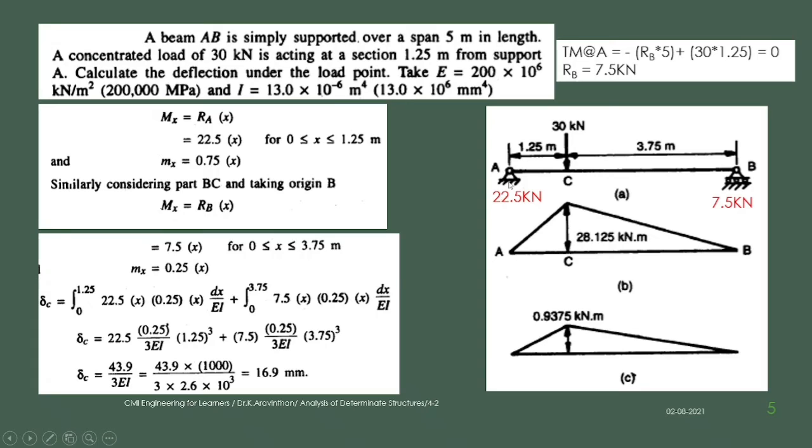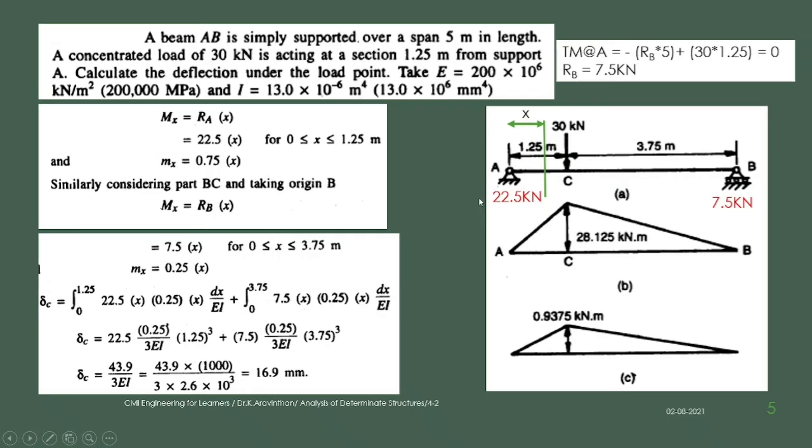Now the reaction is known and the applied force is here. Now let us take the moment at the section X. Since this beam has two elements, that is AC and CB, when using the dummy load method, you have to cut a section before the load and after the load. At the two points, you have to find the bending moment. If I am cutting a section which is X, I will be taking the moment at the point X.